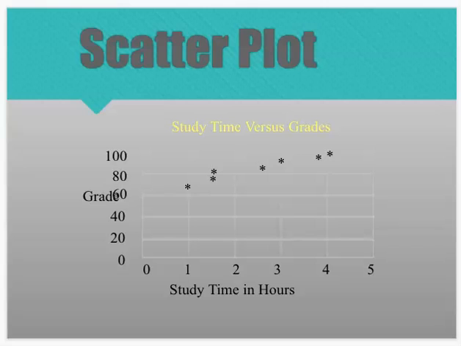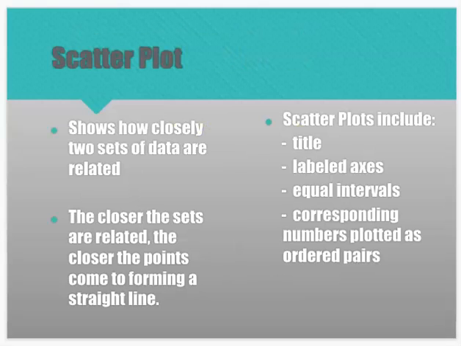You might have heard of a line of best fit. This would have a positive association where it goes up from left to right. So as your study time increases, so does your grade increase. So sometimes we use this to look at correlations. The closer the sets are related, the closer the points come to forming that line of best fit. We could have a negative correlation, which would go down from left to right, and we could have no correlation at all, where the dots are just scattered.